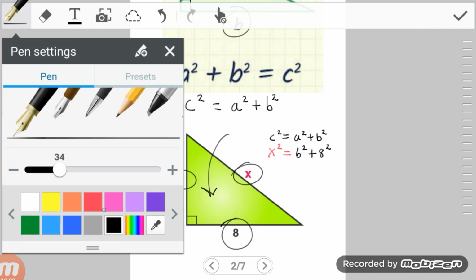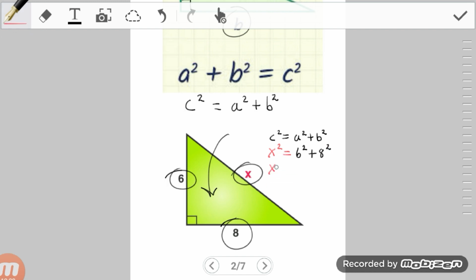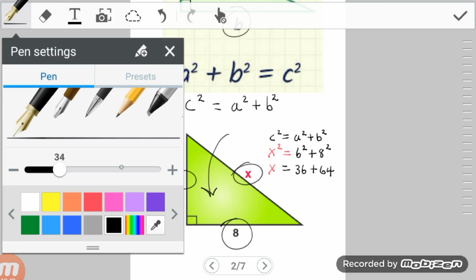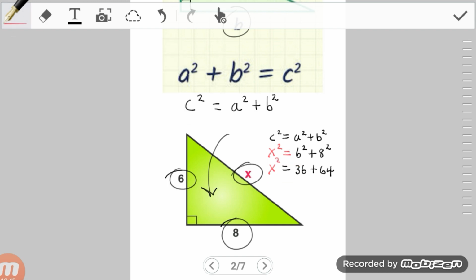So therefore we can say that x squared is equal to 36 plus 64, and then you'll see here that x squared is equal to 100. Now, in order to remove the square away from the x, we're going to have to take the square root of both sides.